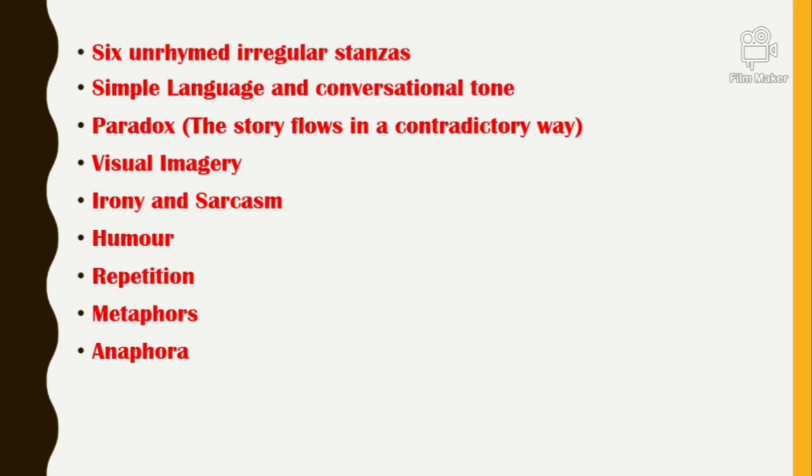Well, now let me revise the techniques again. There are six unrhymed irregular stanzas in the poem, and the poem has been written with simple language and a conversational tone, and there's a paradox, presenting it in a contradictory way, visual imagery, irony and sarcasm, humor, repetition, metaphors, and lastly anaphora.